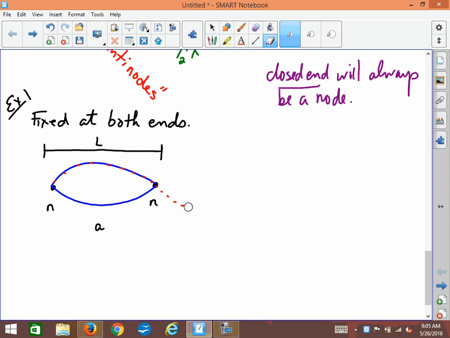So what this means is that the length of our string, or the size of our loop, is 1/2 of a lambda, or a wavelength. The length of the string, the distance between the two ends, is really 1/2 of the wavelength of the wave that is moving back and forth along the string. And that's a very important thing for us to think about.